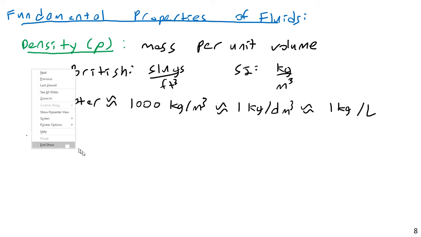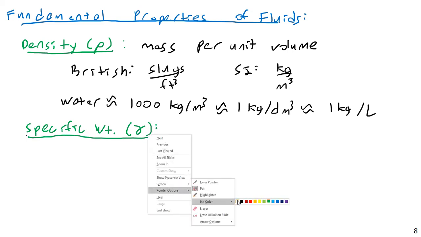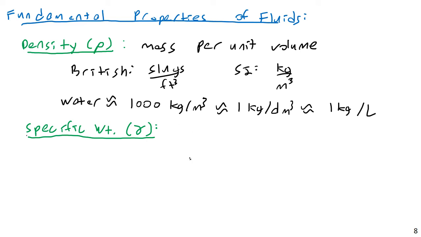Then specific weight is also something very important that you need to know, and this is gamma, the Greek letter gamma. So you're probably already fairly used to working with Greek letters, and you're going to get very good at it through the course of this semester. This is the weight per unit volume, so it's a weight characteristic.